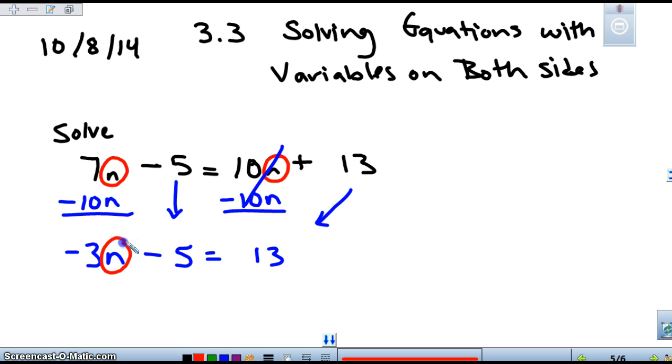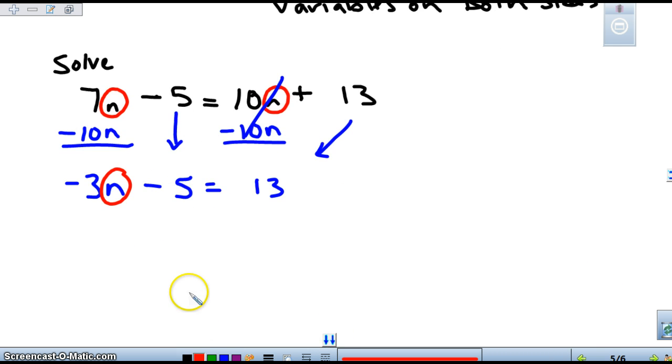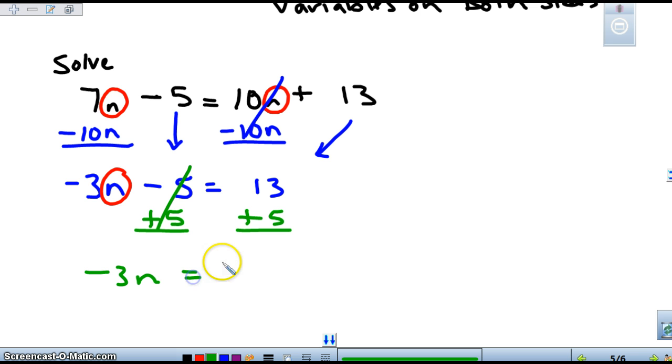Our goal continues to be getting the variable by itself. So we need the variable by itself. Now we have to undo the subtraction. That means we have to add 5 to both sides. We're left with negative 3n is equal to 18.